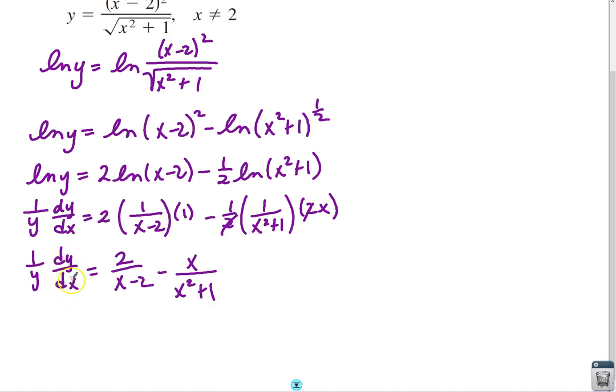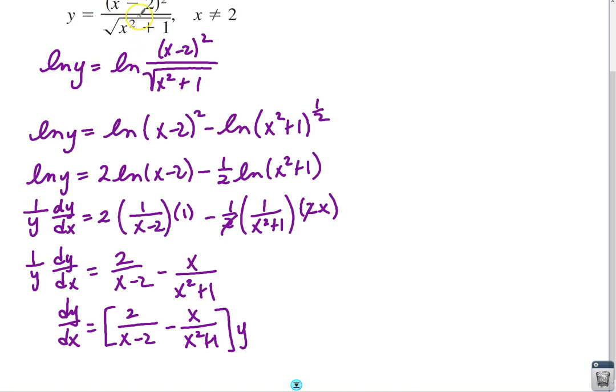I need to isolate this. So to isolate this, I need to get rid of this. I'm going to multiply both sides by y. So dy dx is equal to (2 over (x minus 2) minus x over (x squared plus 1)) times y. Well, okay, but what do we do with the y? Well, I already know what y is. y is what we started with: (x minus 2) squared over the square root of x squared plus 1.